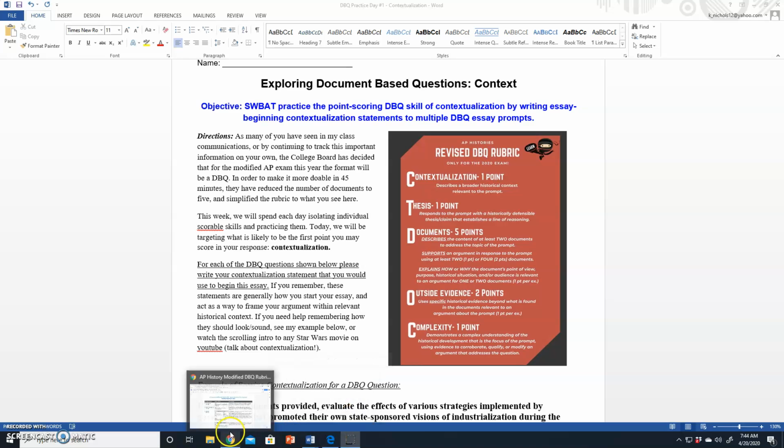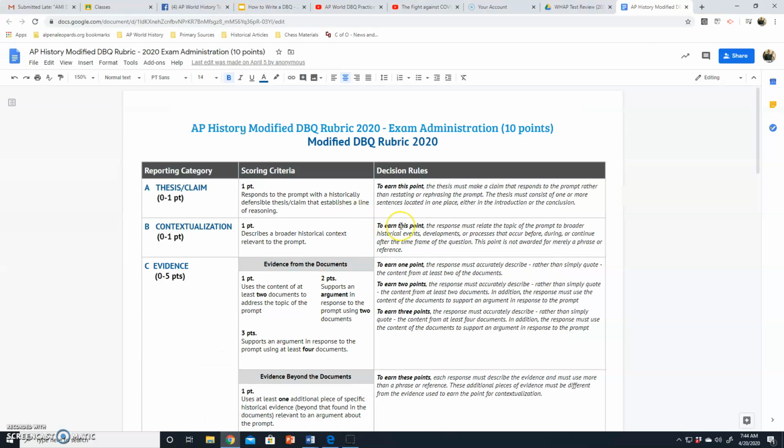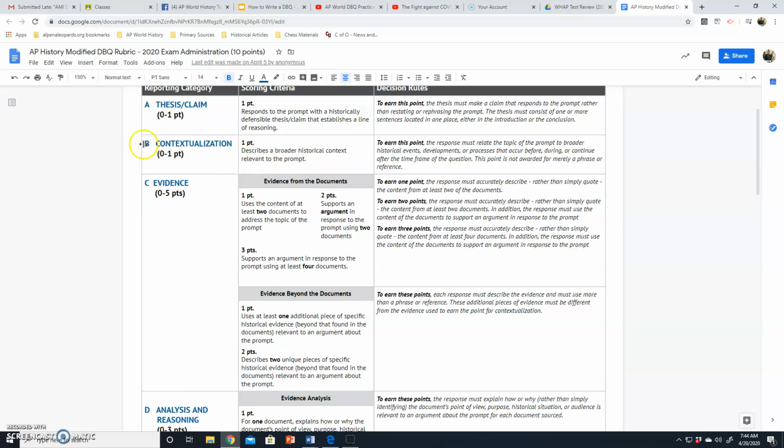Today we're talking about contextualization. So I'm going to go back to the rubric one more time. This is the first thing I would start out my essay with, is a contextualization. You don't have to, but again, I would. And what's going to earn you the point is if you relate to the prompt, broader historical events, or things that are occurring before, during, or after the time frame of the question. So again, you have to relate it to the prompt. It has to be broader historical events that occur before, during, or after the time frame in question.